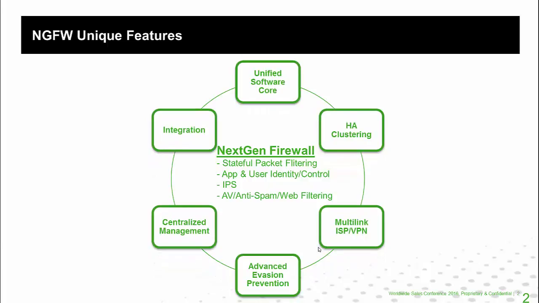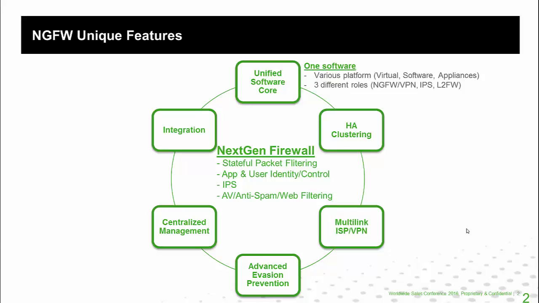First, the unified software core. What it really means is one single software that can support various platforms, regardless of whether it's virtual, software, or an appliance. And more importantly, it can support 3 different dedicated roles. You can deploy as a next generation firewall, a dedicated IPS, or deploy as a layer 2 firewall.